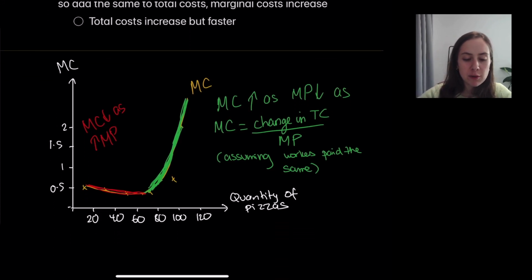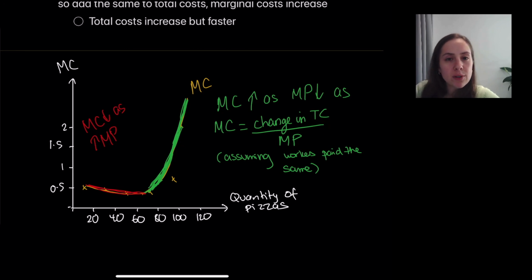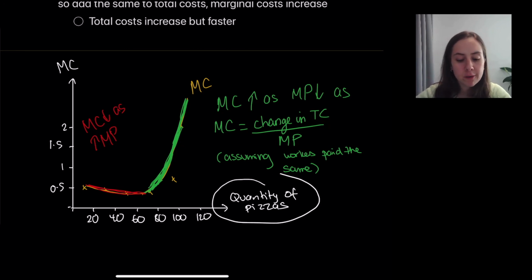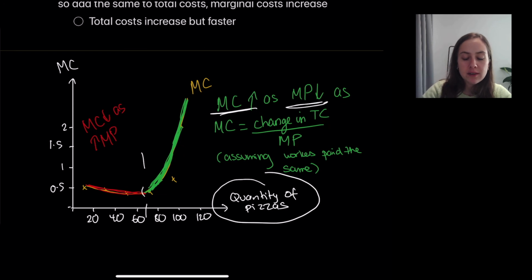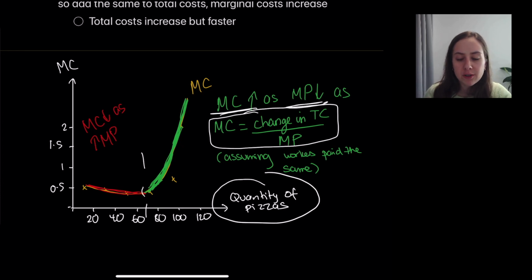When we plot this MC, we usually plot it on the quantity of pieces, by the way. We don't plot it on an employee axis. That's something to watch out for. As you go between that third and that fourth employee, so between that 60 and that 80 pieces, it looks like you are getting falling marginal product, and that increases your marginal cost. You see, that must be the case because this is the equation for marginal cost. Total cost is always changing by the same amount because all the workers are being paid the same.